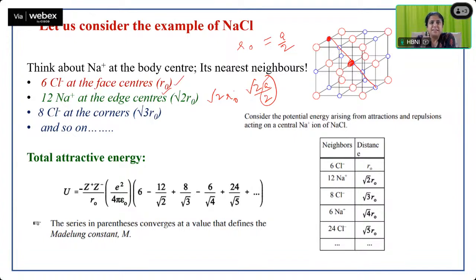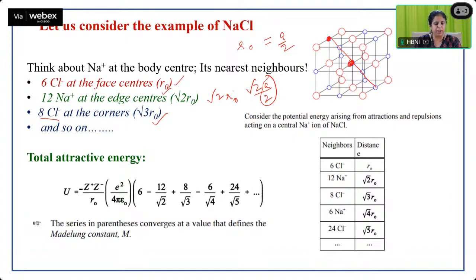Now, we talked about 6 chloride ions, which are the nearest ones at the face center. Then we had 12 Na plus, which had repulsive interaction. Next attractive interaction is with the 8 chloride ions, which are sitting at the corner of the cube, and they are at the distance of root 3 R naught. And so on. I can work out as many as I can, but this series will converge somewhere.